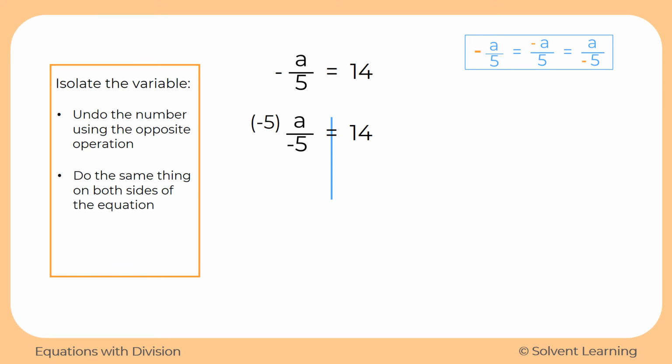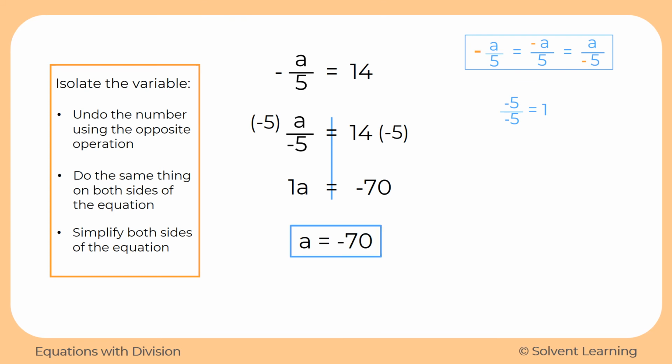And we're going to do the same thing on the other side of the equation. Multiply the 14 by -5, and now we simplify both sides. Since we have -5 at the numerator and denominator of this fraction, that part simplifies to 1, so that becomes 1a. Bring down the equal sign in the middle. 14 times -5 is -70. And as we've mentioned before, we don't really have to write that 1 as the coefficient of a because 1a is just equal to a. So we can write this as a equals -70.